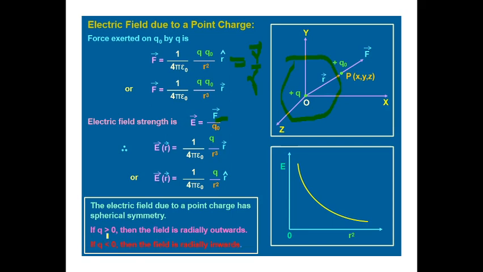So if Q is greater than zero, the electric field is radially outward. It means when the charge is positive, the electric field is radially outward. This is the outward direction. When Q is less than zero, meaning negative charge, it is radially inward. And this is the relation between electric field and R, it is inversely proportional. So this is the graph E versus R square. This is the inverse proportionality, represented graphically.